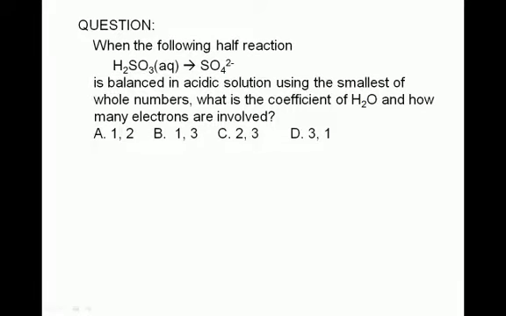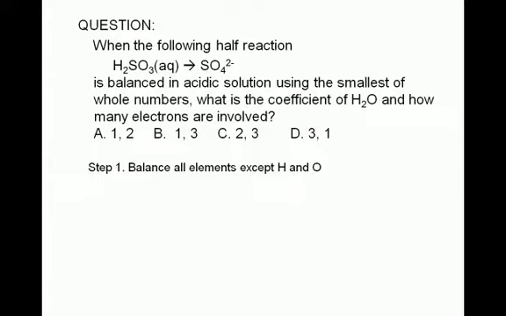Consider the half reaction where sulfurous acid is transformed into sulfate ion. When the half reaction is balanced in acidic solution using the smallest set of whole numbers, what is the coefficient of water and how many electrons are involved?